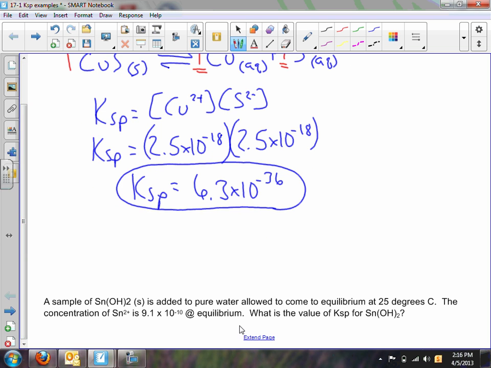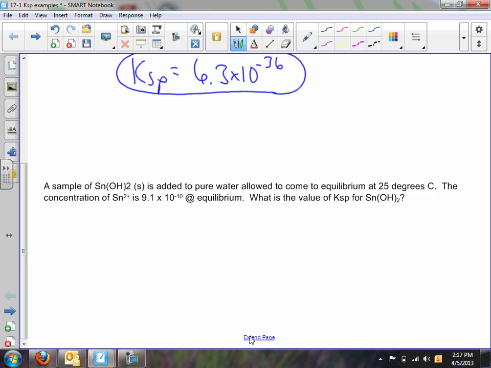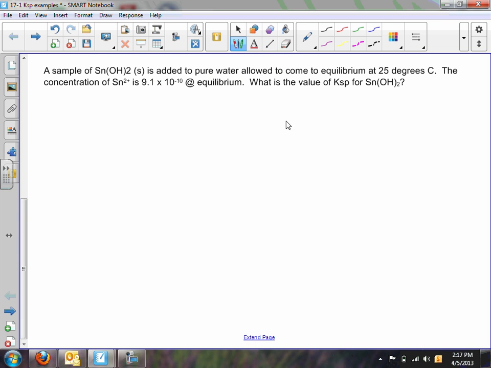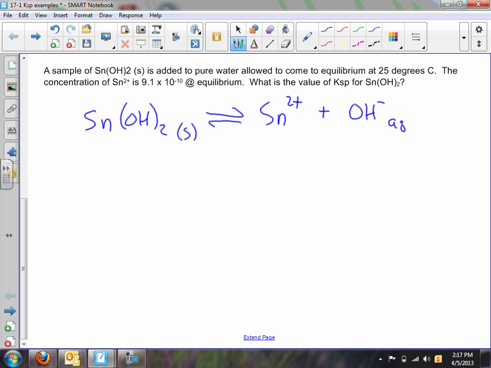Let's try one more example. You can do this one, and then after you get it, check. I'm going to start by putting my work down. Just like always, first thing you want to do is write down your balanced equation. In this case, I have tin hydroxide, solid, breaking apart into its ions. Tin 2 plus and hydroxide 1 minus. To balance it, it looks like I need 2 hydroxides, and now we should be good.